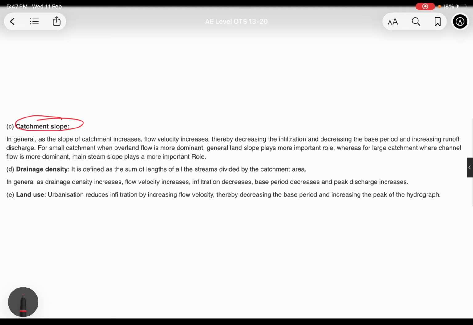Catchment slope. In general, as the catchment slope increases, the flow velocity increases, thereby decreasing infiltration and the base period and increasing the runoff discharge. For a small catchment, where overland flow is more dominant, land slope generally plays a more important role, whereas in a large catchment, where channel flow is more dominant, mainstream slope plays a more important role.